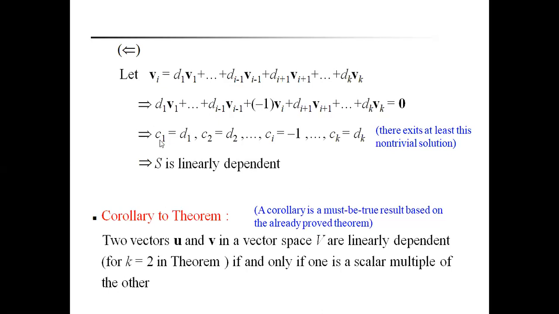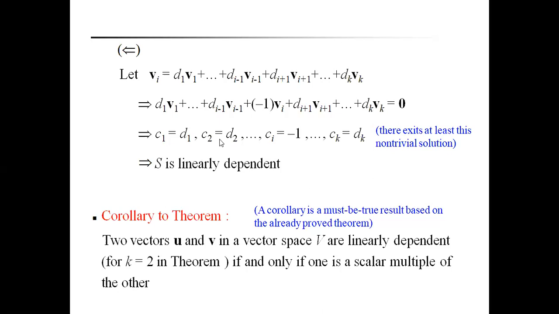Therefore, see here, c1, the first constant, is d1. c2 is d2. What is ci? That means c(i-1) is d(i-1), and ci here is minus 1. ck is dk. There exists at least one non-zero constant.